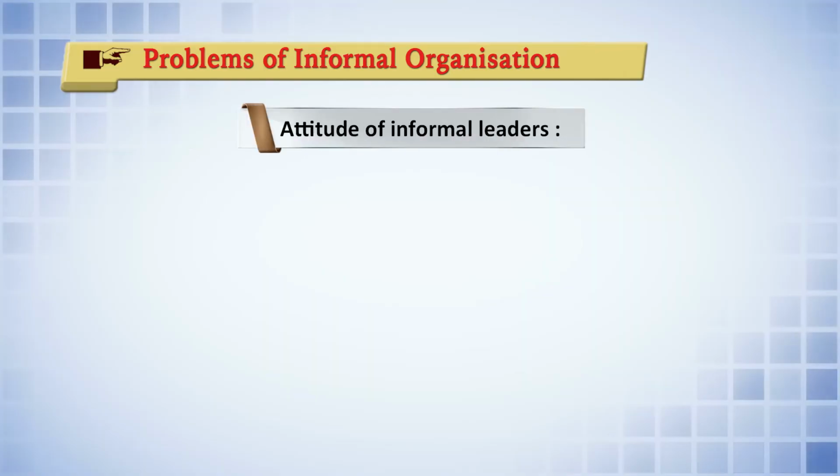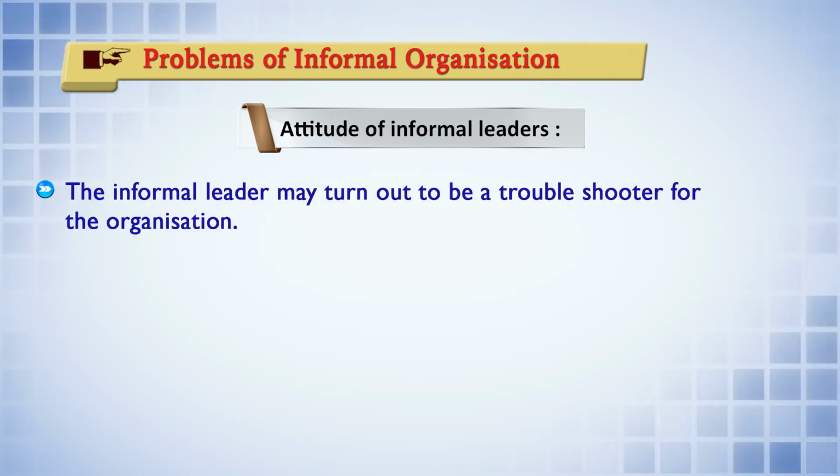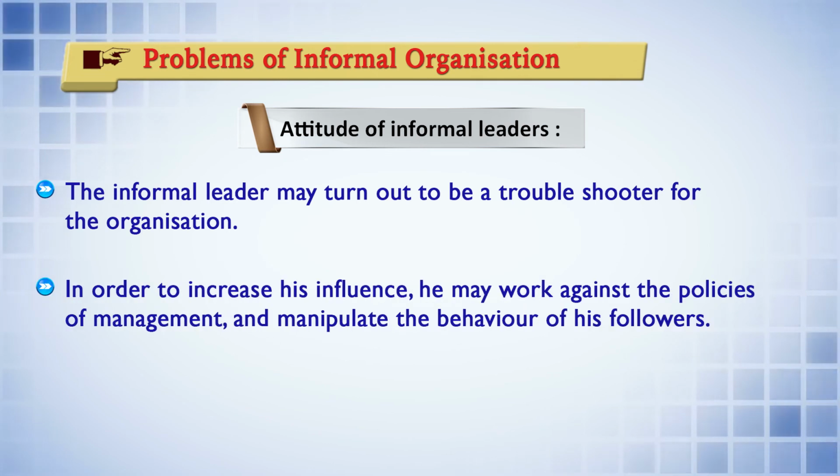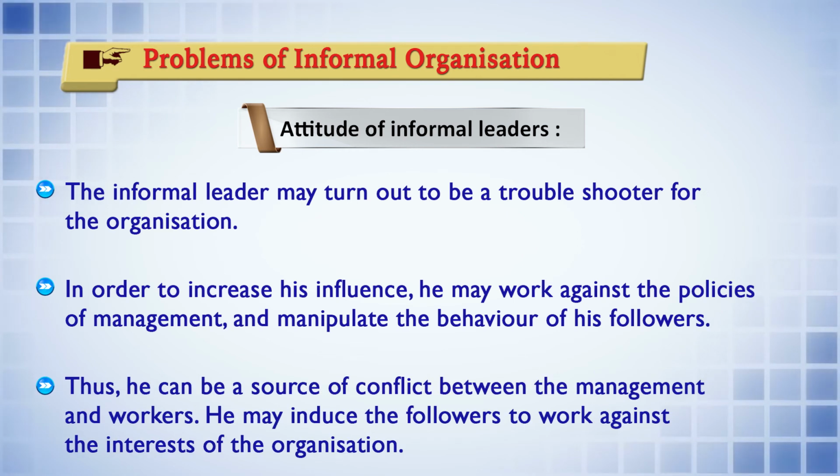Now, let us come to the problems of informal organization. The first problem is the attitude of informal leaders. Sometimes informal leaders just work like troubleshooters. Therefore, they may influence the management or the workers in different activities. So the attitude may be favorable toward the work, or it may be unfavorable. Sometimes the leaders may influence you to go against the management also, so that may create some problems.